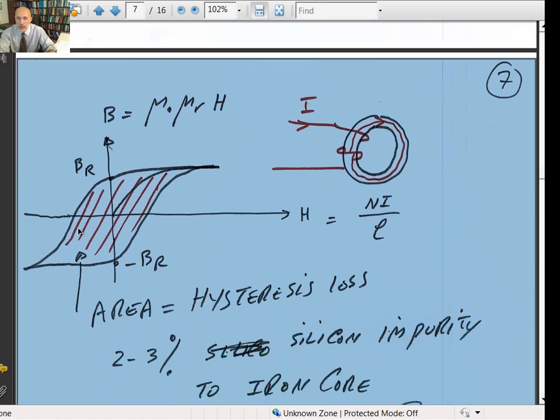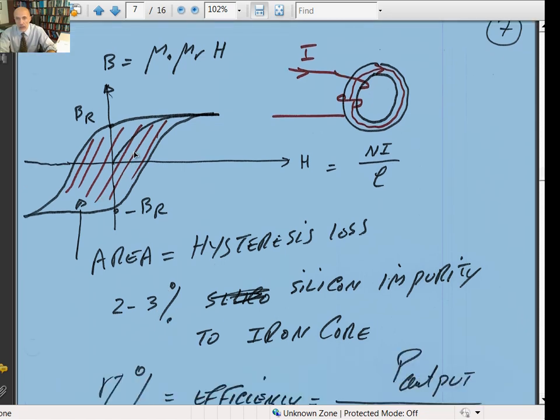To minimize the hysteresis losses, they add 2 to 3% silicon impurity to the iron core. What that really does is reduce the hysteresis losses. It takes less energy to set up the magnetic field.